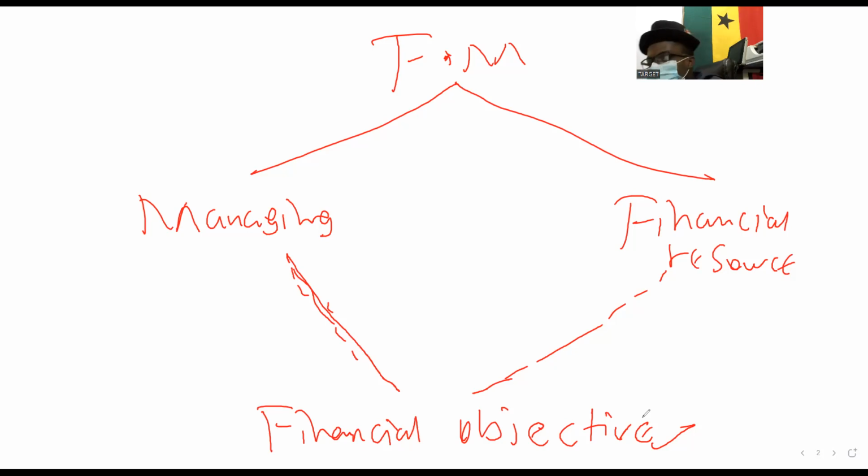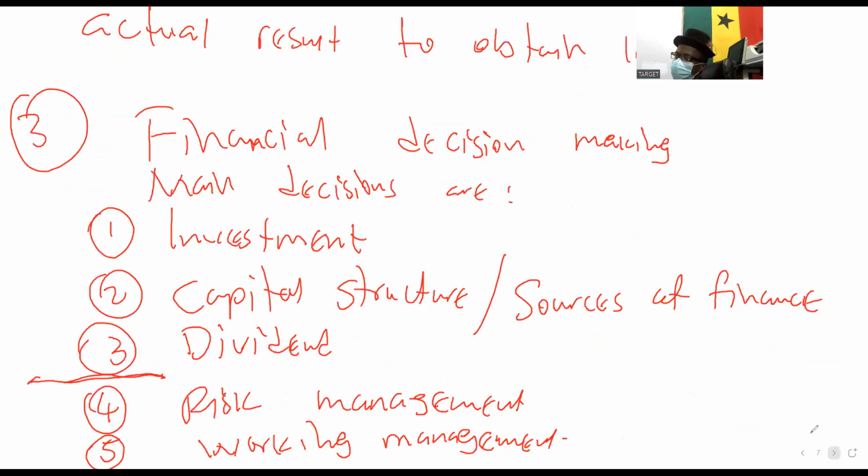Now, the next section is that we have to now tell the objective. What is an objective? How is it different from a strategy?